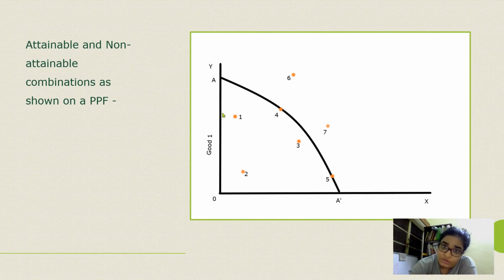1, 2, and 3, I have the resources here, but I am not utilizing them fully. Are those attainable? Yes, because I have so much. To produce 1, I have the resources, it's inside my PPC, but it's not completely utilizing my resources, correct? No. So, 1, 2, 3, 4, and 5 are all attainable. 4 and 5, I'm using my resources completely and efficiently. 1, 2, 3, I'm underutilizing. But all of those are attainable. 6 and 7 are unattainable. Simple, no? Let's move on.